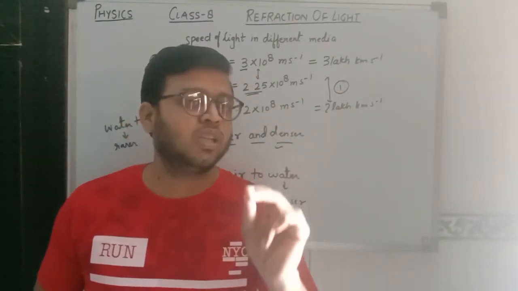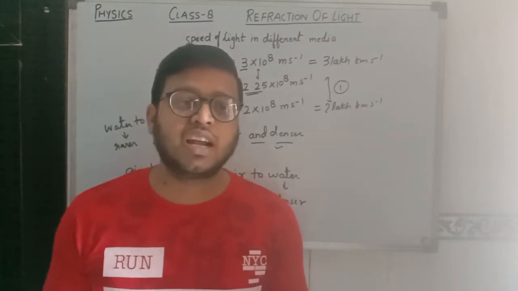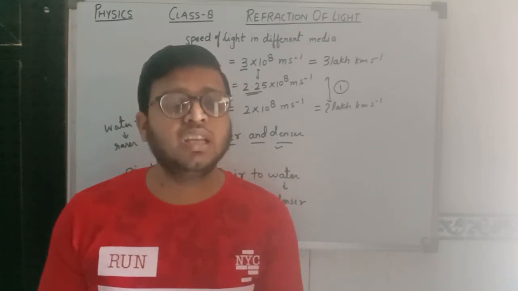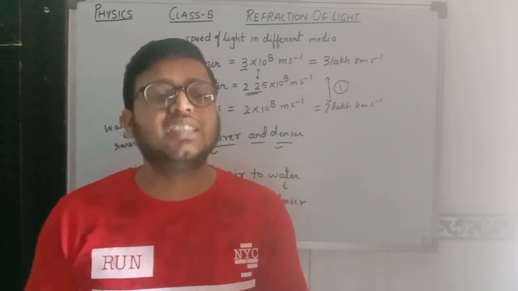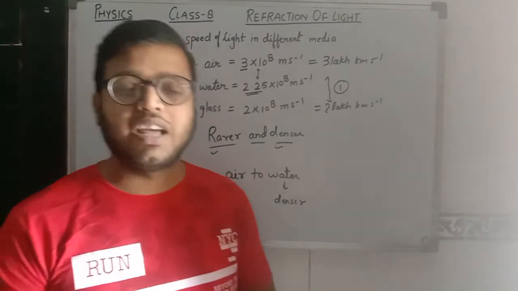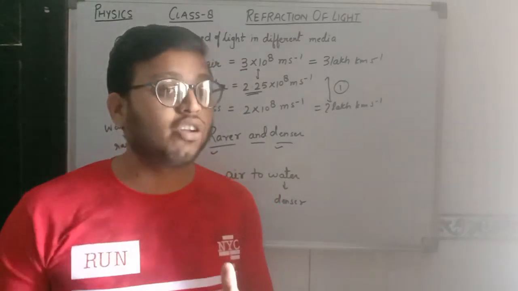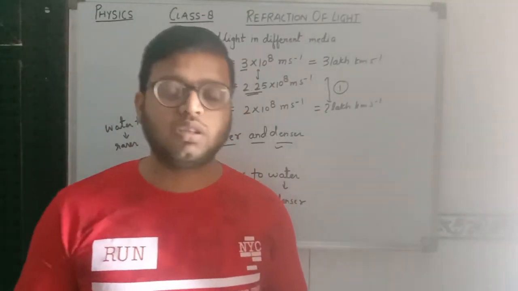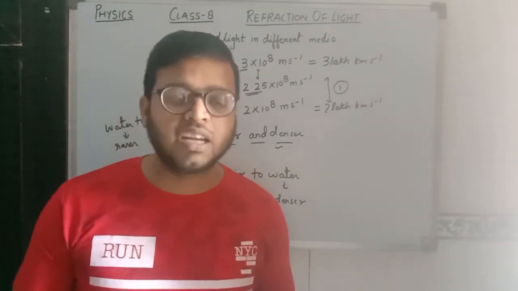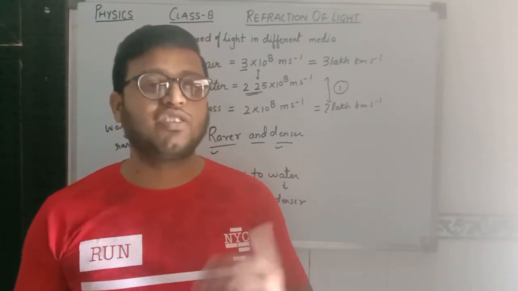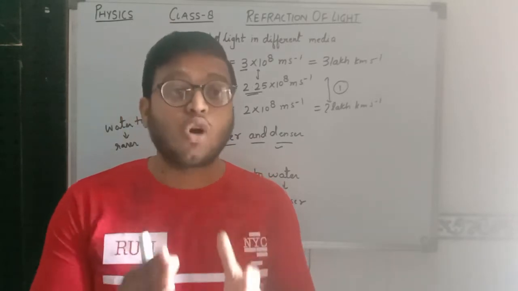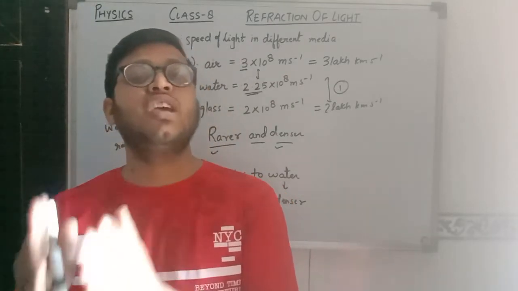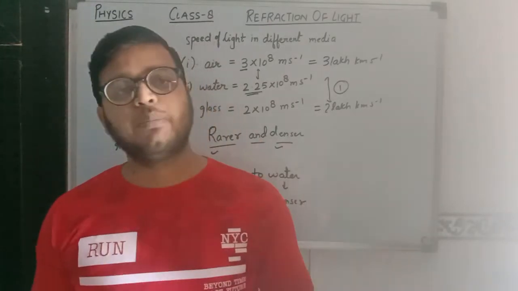Second thing, I have told you the definition of refraction of light. When a light ray passes from one medium to another which has a different density, then light bends from its path. That phenomenon or that process is called refraction of light. In refraction of light, 2 types of media will come, rarer and denser. The rarer medium is that medium in which the speed of light is higher, and the denser medium is that medium in which the speed of light is less. Now, the cause of refraction, as I explained, is the change in speed of light while passing from one medium to the other.